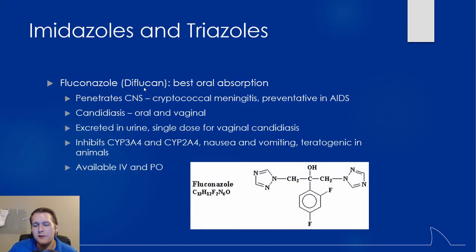Fluconazole, this is probably the most common one you're going to run into in terms of oral antifungal agents here. It has really good oral absorption and is used for all sorts of things. Not only that, but it can penetrate the CNS. So if you had someone with cryptococcal meningitis, this could be useful. It could actually be preventative in patients with AIDS who we know are at risk for cryptococcal meningitis. There's also a vaginal application for this. If you had a vaginal fungal infection, it's really good for all these sorts of cases.